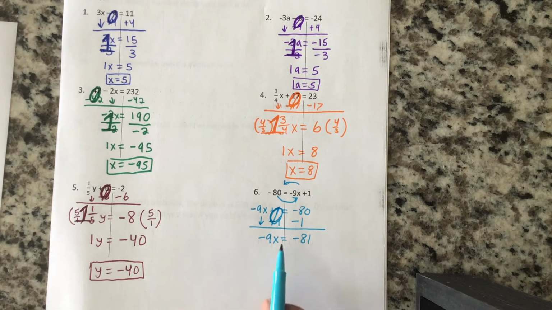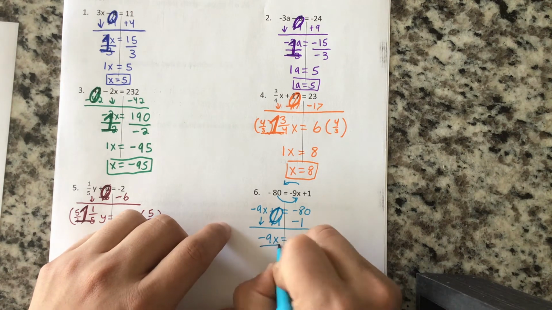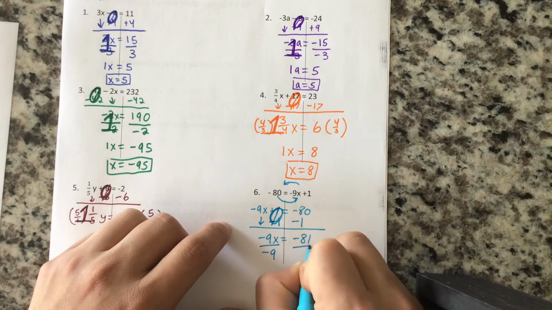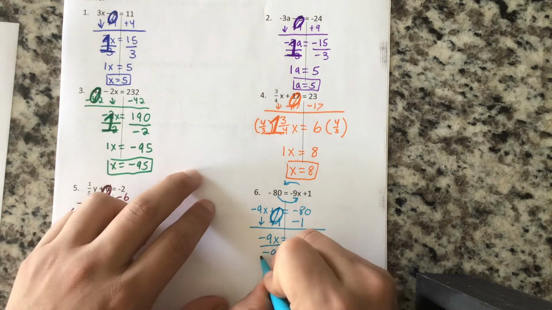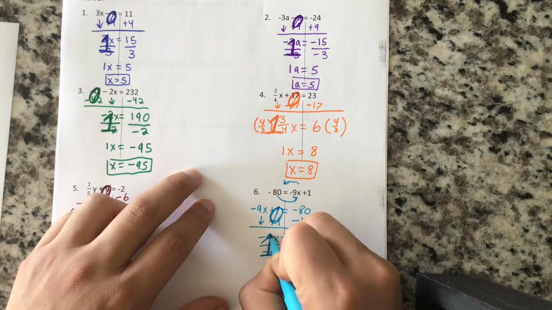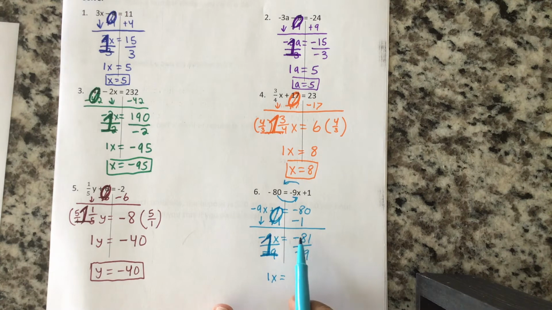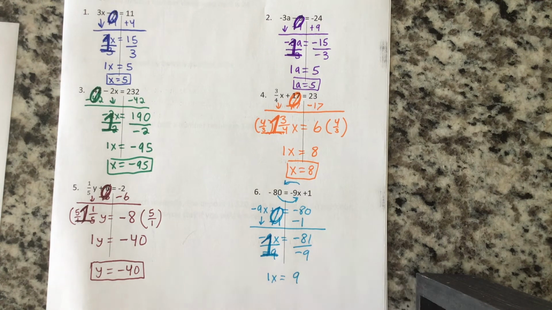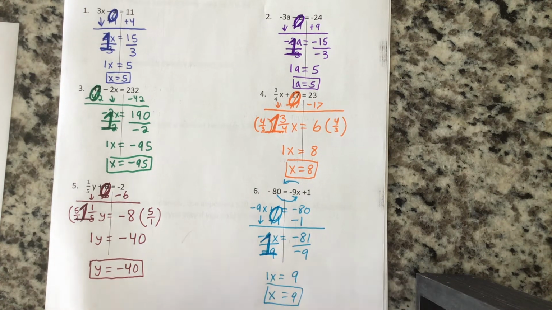To get the x by itself, I need a value of 1 here. So negative 9 times x, we're going to divide by negative 9 on both sides, right? On the left side, I get a value of 1. That's the whole reason we're doing this. So I get 1x equals negative divided by negative, 81 divided by 9. That gives me a positive 9, right? So final answer, x equals 9. Okay? Hopefully that makes a little sense.